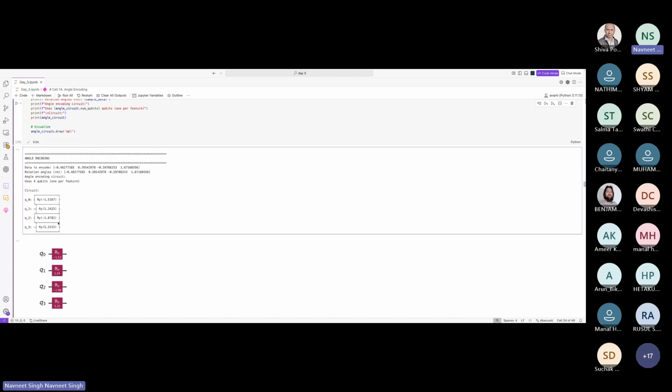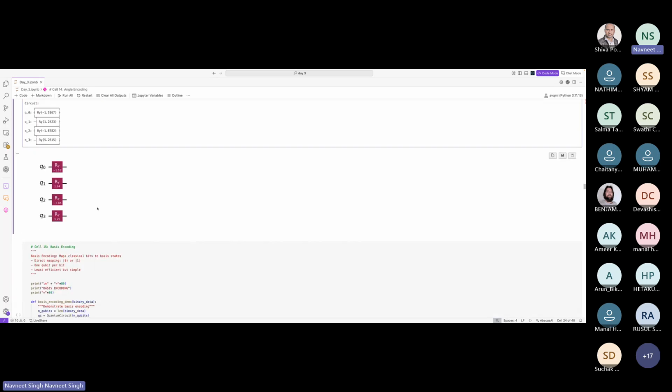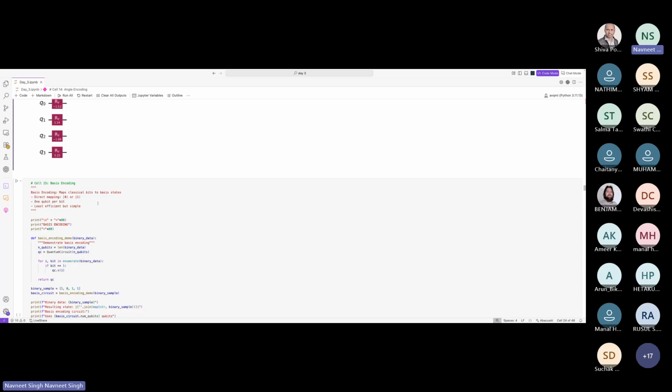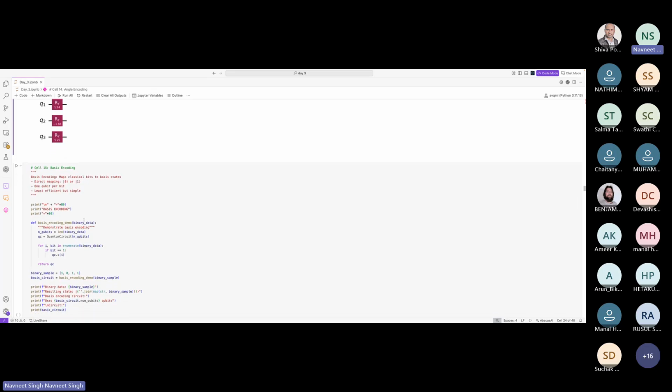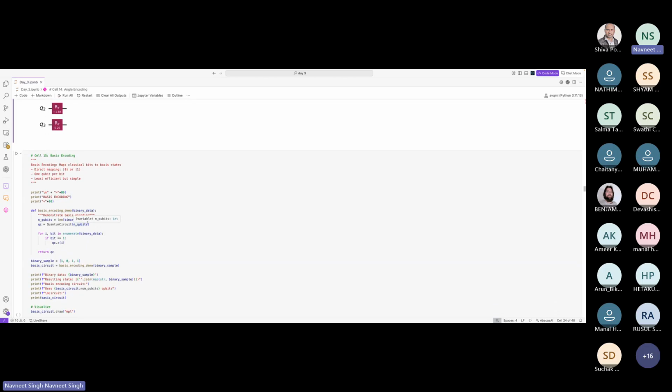This is a very classical way to encode features into rotational angles on a qubit. Then we have a very simple one, the basis encoding, which is conceptually the simplest one. We will start with a list of bits, for example 0, 1, 1, 1.